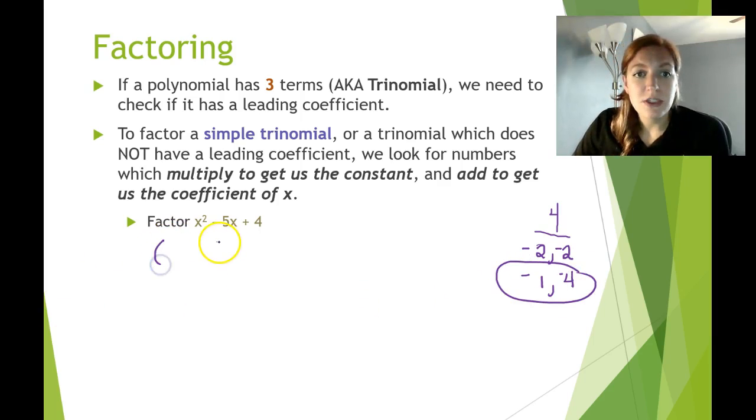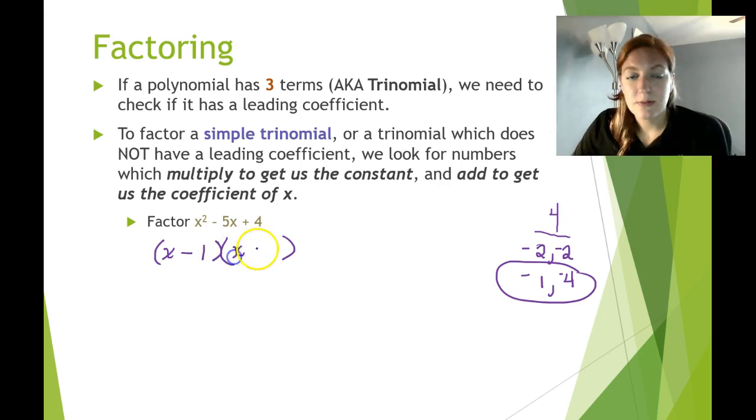So what we'll do is we will factor it into x minus 1. That was our first factor. And x minus 4. That was our second factor. So that is how you would factor a simple trinomial. And notice, if we wanted to double check our answer, we could just FOIL this back out, and we would notice that we would get our original polynomial of x squared minus 5x plus 4. So that's a short little way to factor a simple trinomial.